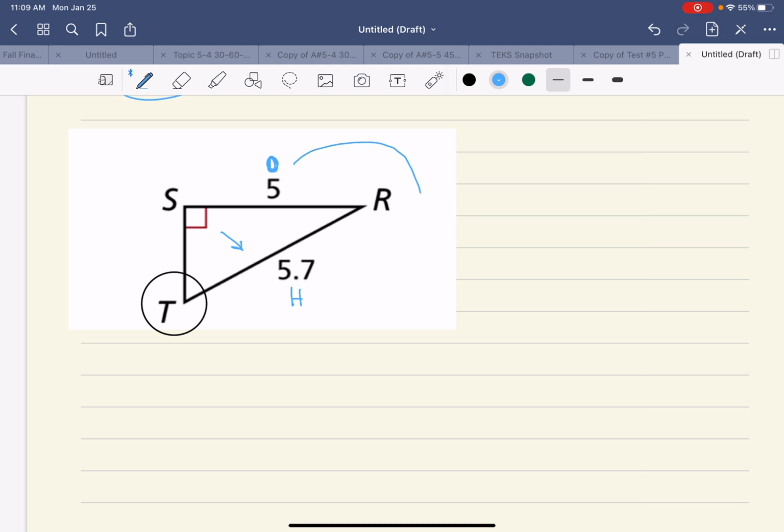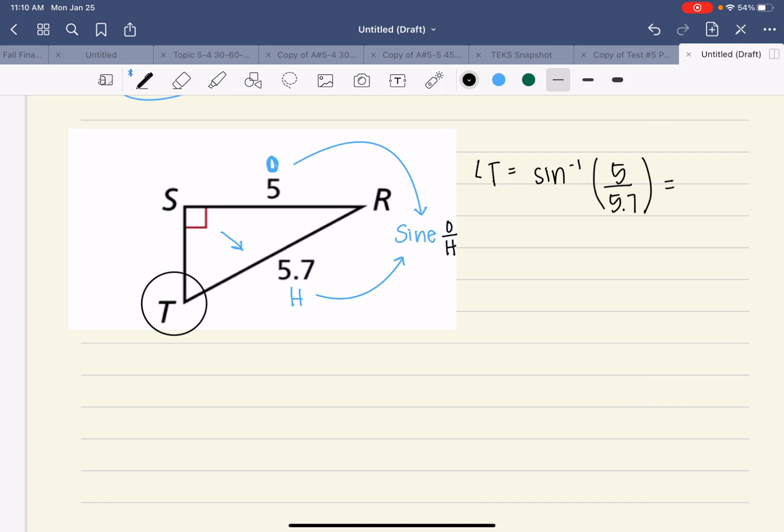So the trig function that uses O and H is sine. Okay, so we're going to use the sine inverse. In order to find angle T, I'm going to use the sine inverse and then put it in its ratio. Well, the sine ratio is opposite over hypotenuse, so it's 5 over 5.7, and you're going to plug that in your calculator.